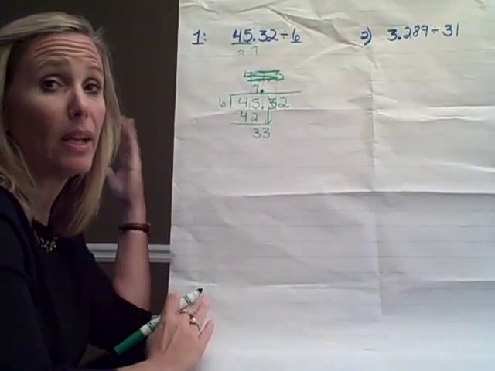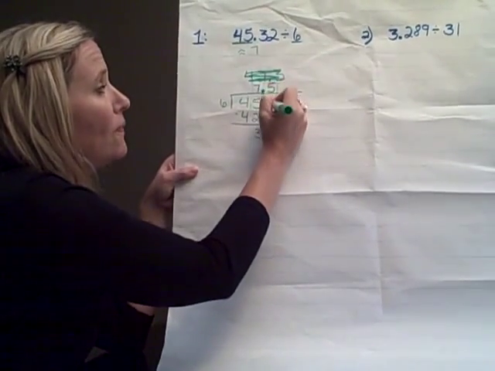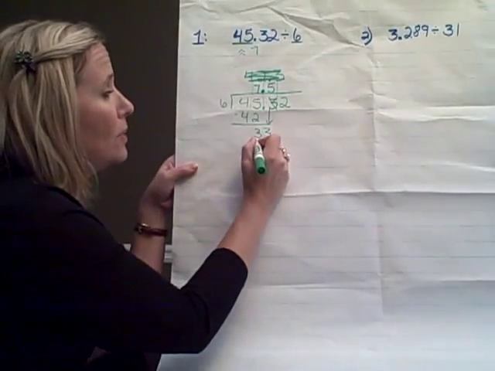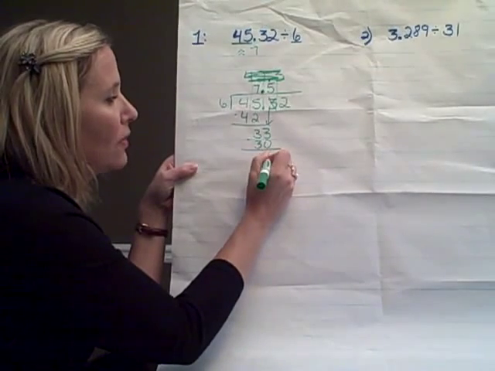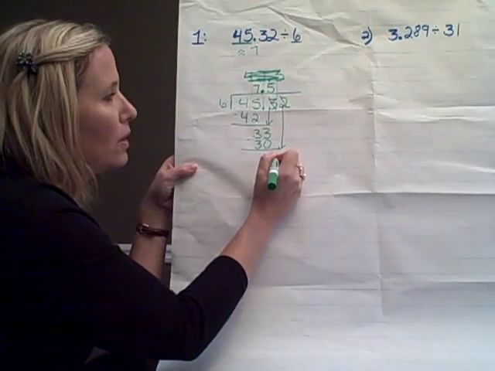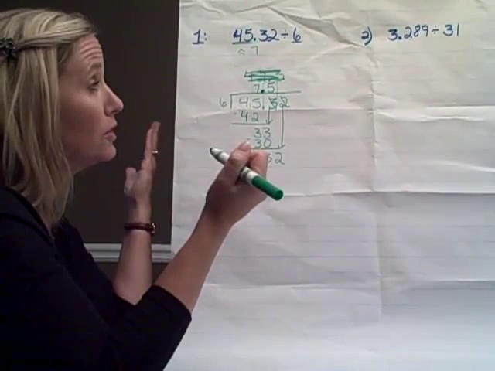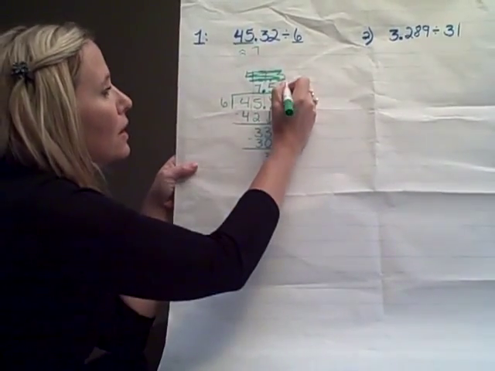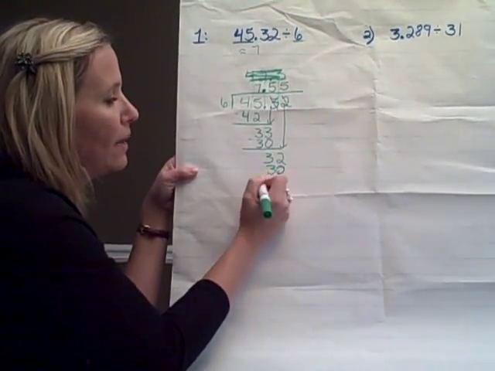6 goes into 33, closest without going over, 5 times. Now notice how I'm putting that 5 directly above the 3, and it's behind my decimal point. 5 times 6 is 30. Subtract. I get 3. And I'm going to bring down my 2. All right. 6 goes into 32. Once again, 5 times. All right, so this wasn't even. I thought it was. All right. And that gives me 30 again.